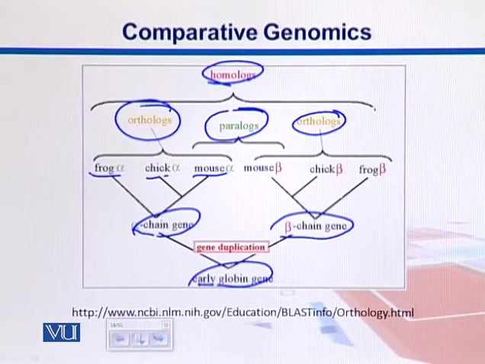Now if we look into those genes which are similar but have diverged, and which we can have in the same organism, so they are in the mouse. So in mouse we have alpha globin and we have beta globins. So these genes may be classified as paralogs.